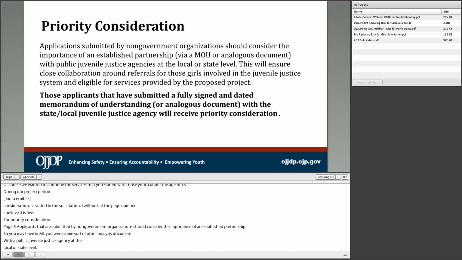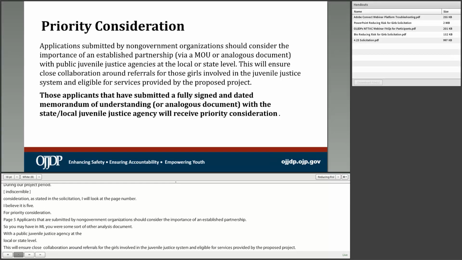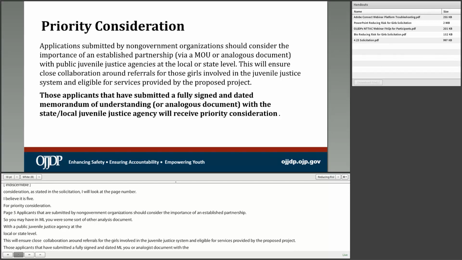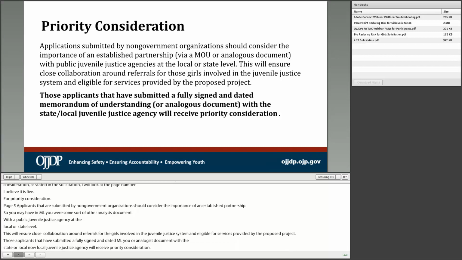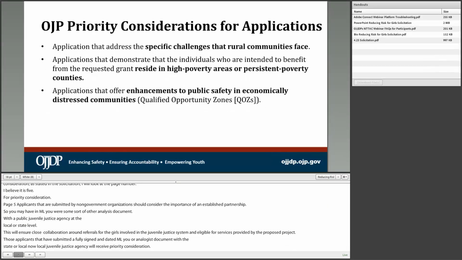So those applicants that have submitted a fully signed and dated MOU or analogous document with the state or local juvenile justice agency will receive priority consideration. Now, if you do not have this, you can still apply. However, you will not get that priority consideration.